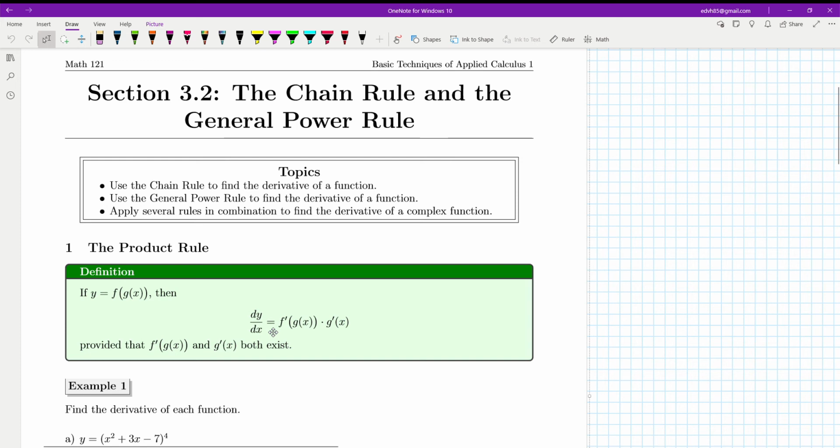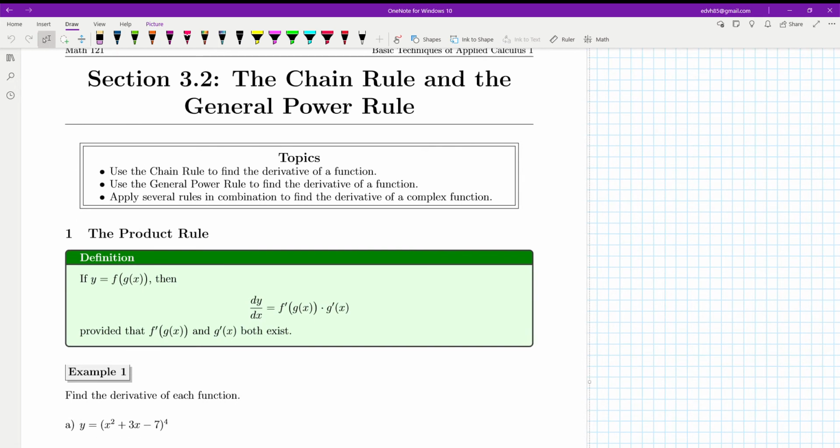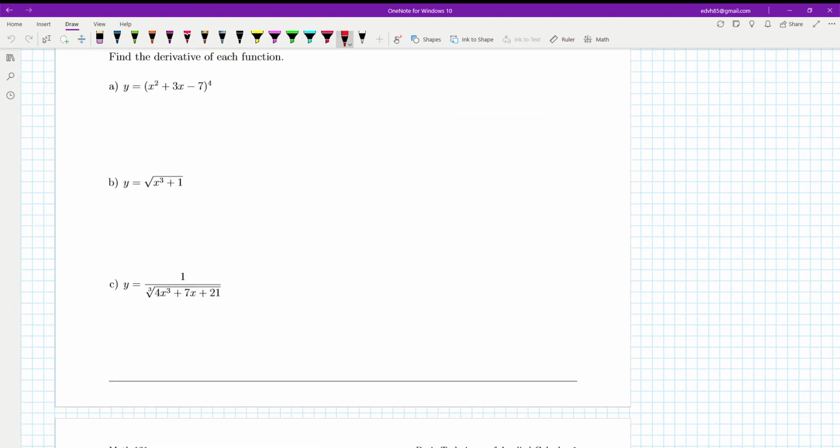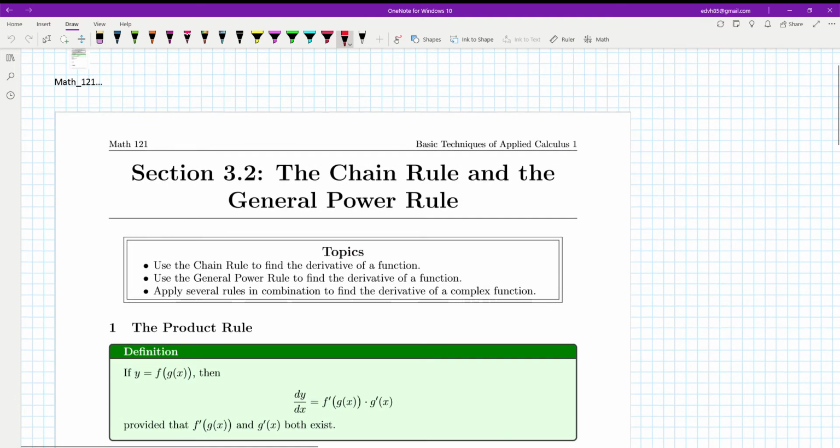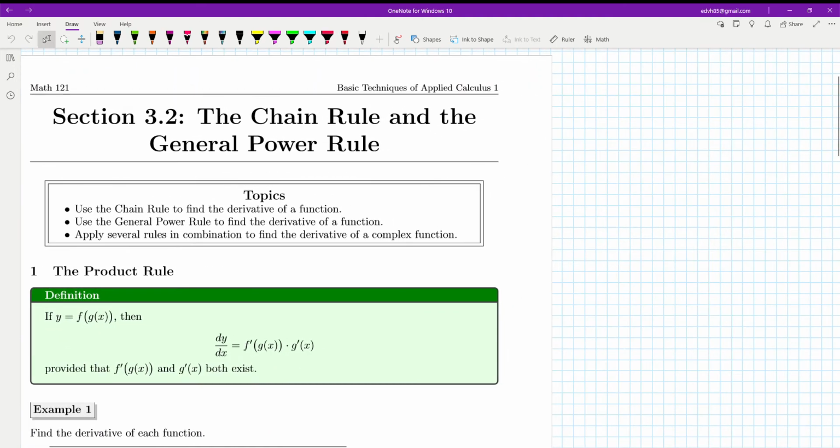Alright, so in this video we go over section 3.2, the chain rule and the general power rule. So when are we going to use this rule for differentiation? Suppose that we want to take the derivative of a function like f of x equals x plus 1 squared, and I believe we did something like this in the previous chapter.